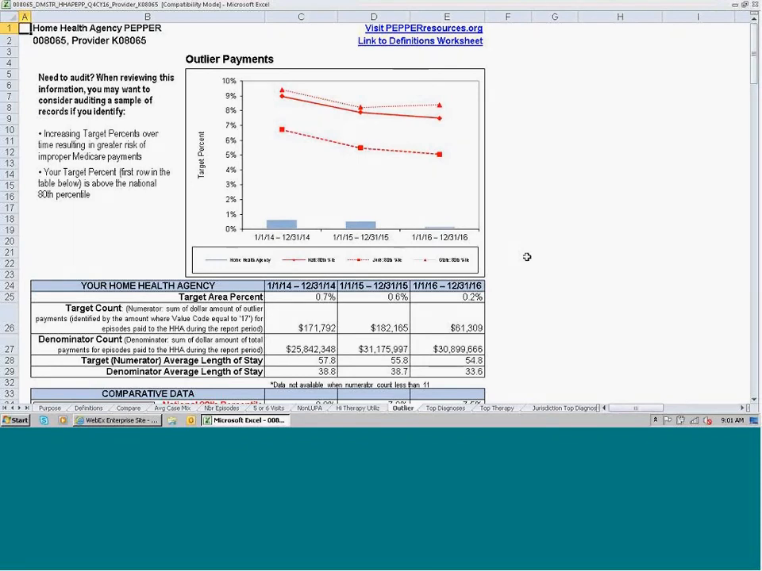Now, this particular agency PEPPER that I'm using as a sample here does not have any of the target areas where there are no blue bars on the graph and where there are empty cells. Remember that in the PEPPER we do not report the statistics if the numerator or denominator value is less than 11. In that instance we suppress those statistics. And so for that target area and time period, there will be empty cells here, and there will be no blue bar on the graph.